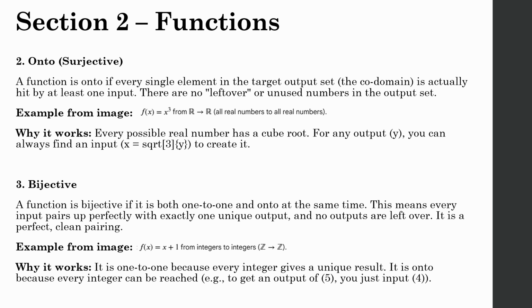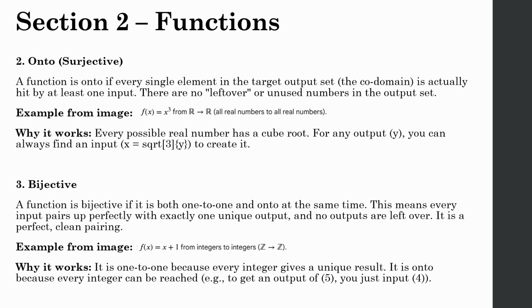Number 2. Onto, which is surjective. A function is onto if every single element in the target output set is actually hit by at least one input. There are no leftover or unused numbers in the output set. For example, f of x equal to x cubed from R to R, that is all real numbers to all real numbers. How it works? Every possible real number has a cube root. For any output y, you can always find an input x to create it.